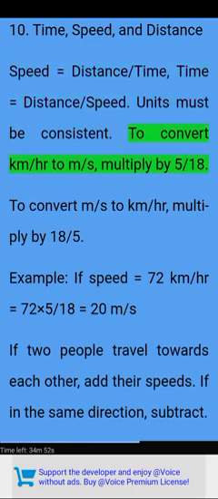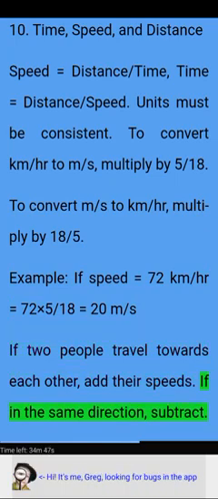To convert kilometer per hour to meter per second, multiply by 5/18. To convert meter per second to kilometer per hour, multiply by 18/5. Example: if speed equals 72 kilometers per hour, that equals 72 times 5/18, which equals 20 meters per second. If two people travel towards each other, add their speeds. If in the same direction, subtract.